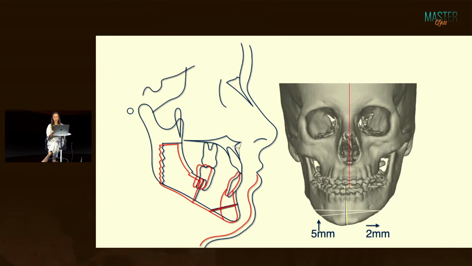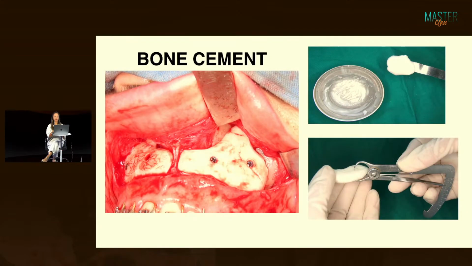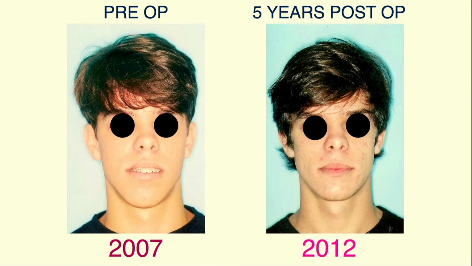So I got the movements, I had the correction of the midline, I put the chin 2 millimeters to the left side and up a little bit, 5 millimeters, correcting the cant and the asymmetry in the chin, reducing the asymmetry in the mandible, and filled the maxilla with bone cement to get better projection of the maxilla. So here is the surgery. We didn't do any kind of Le Fort in this patient. I just put bone cement in the maxilla to give better projection to the upper lip and the face, and orthognathic surgery just in the lower jaw. So this is just a mandible sagittal osteotomy and chin surgery.